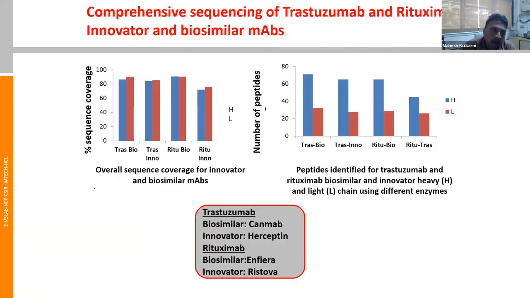Okay, so yeah, this is again trastuzumab and its biosimilar. These are the sequence coverages of trastuzumab and its biosimilar, and rituximab and its biosimilar. So these are the sequence coverage and number of peptides.